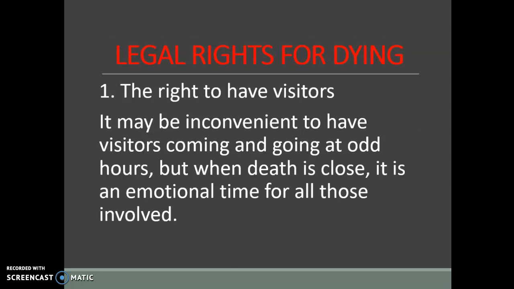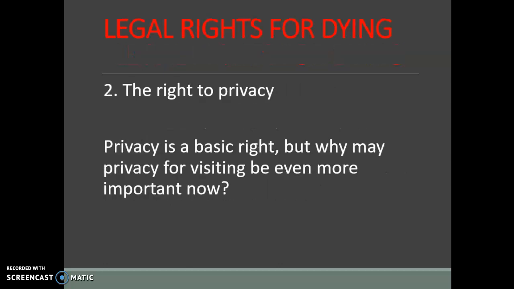Legal rights for the dying. Number 1, they have the right to have visitors. It may be inconvenient to have visitors coming and going at odd hours, but when death is close, it is an emotional time for all those involved, so they are allowed visitors. The right to privacy. Privacy is a basic right, but why may privacy for visiting be even more important now?